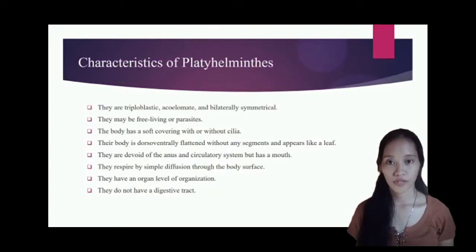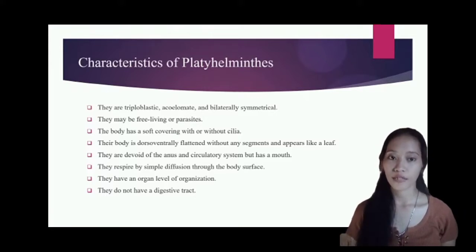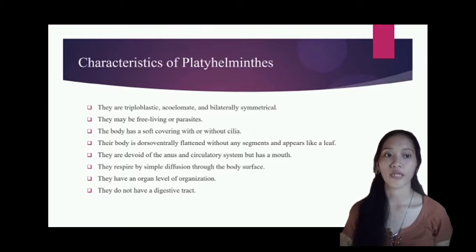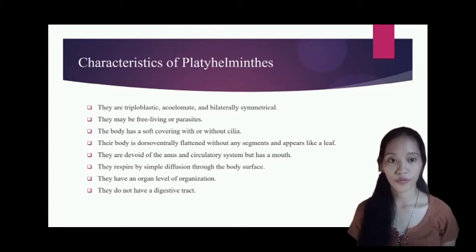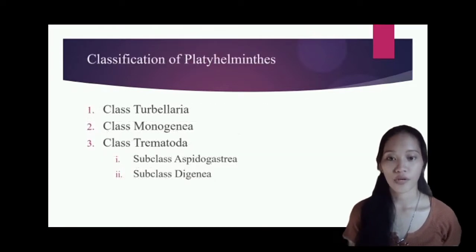Characteristics of platyhelminths. They are triploblastic, acoelomate, and bilaterally symmetrical. They may be free-living or parasites. The body has a soft covering with or without cilia. Their body is dorsoventrally flattened without any segments and appears like a leaf. They are devoid of an anus and circulatory system but have a mouth. They respire by simple diffusion through the body surface. They have an organ level of organization. They do not have a digestive tract.